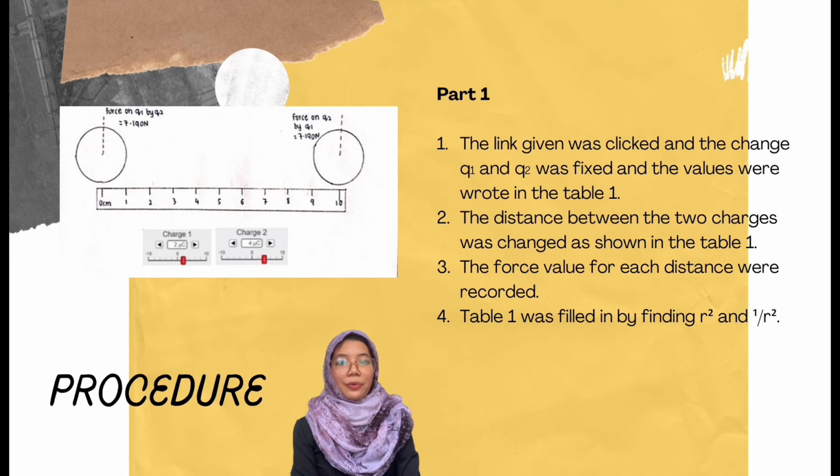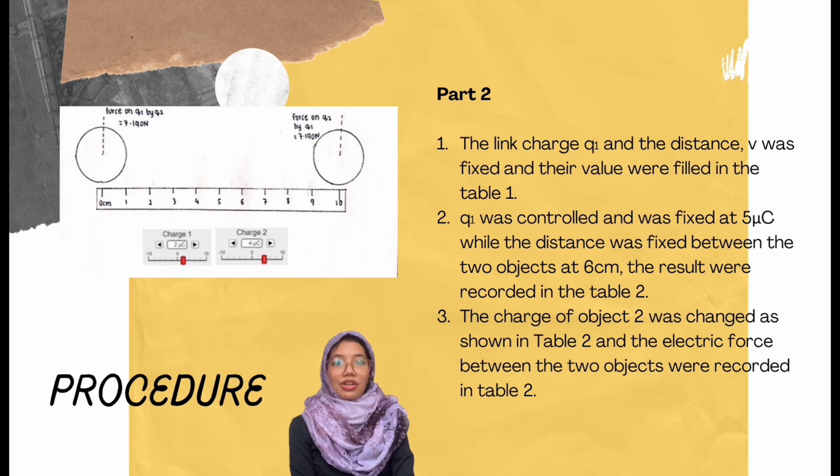For our procedure part 1, the link given was clicked and the charges Q1 and Q2 were fixed and the values were written in table 1. The distance between the two charges was changed as shown in table 1. The force value for each distance was recorded and table 1 was filled in by finding r squared and 1 over r squared. Part 2, the charge Q1 and the distance were fixed. Q1 was controlled and fixed at 5 microcoulomb while the distance between the two objects was fixed at 6 cm.